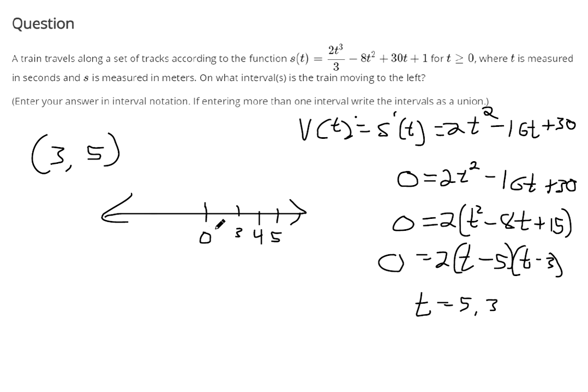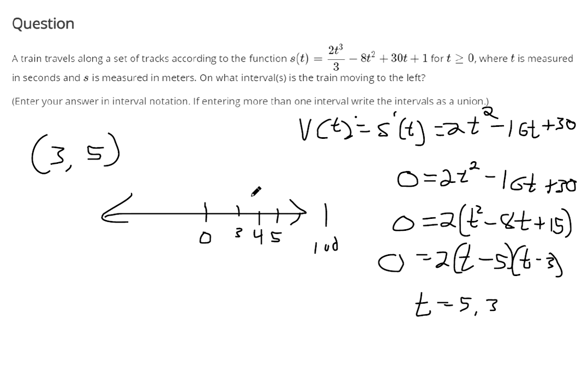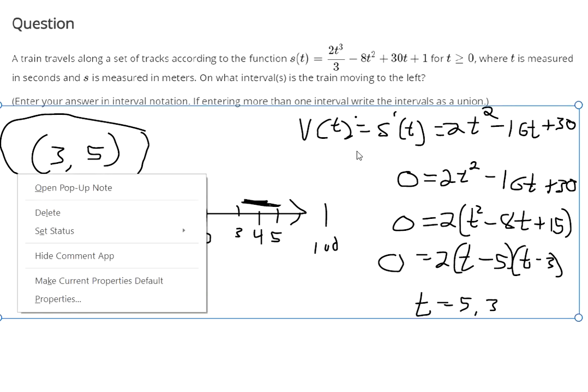And if you plug in a number to the left of 3, we should be getting something positive if we've analyzed that quadratic correctly. If you plug in 0, you get out positive 30. And if you plug in something like 100, to the right of 5, you're going to get a really huge number. Just to reassure ourselves, definitely positive, right? Very, very positive velocity. So between here, the velocity is negative, so we're moving to the left. So that is our interval.